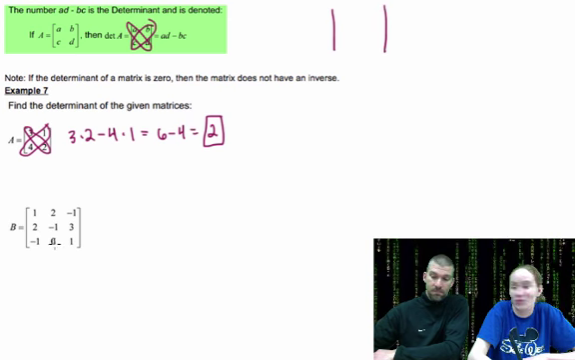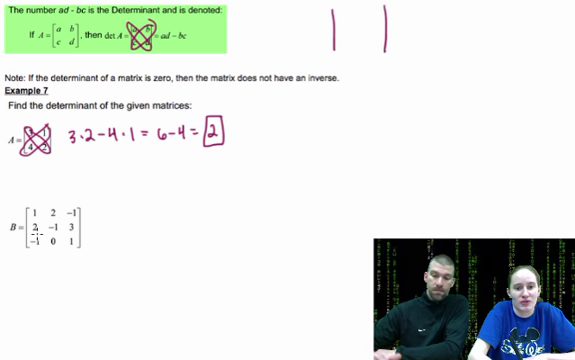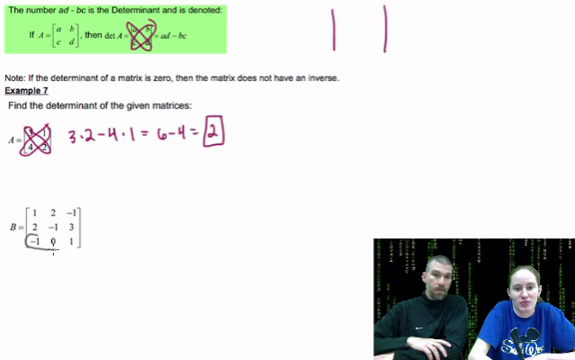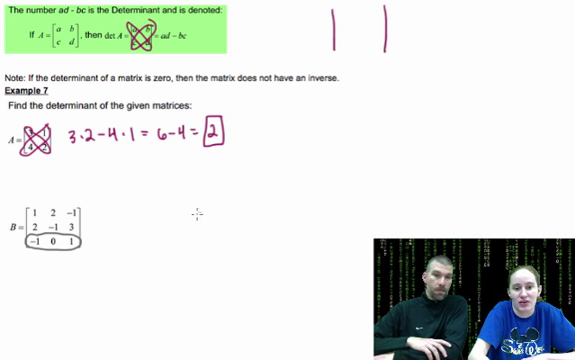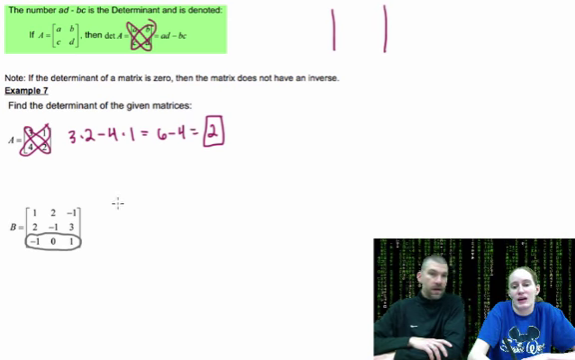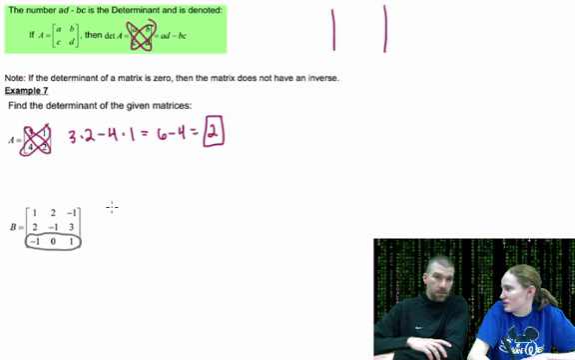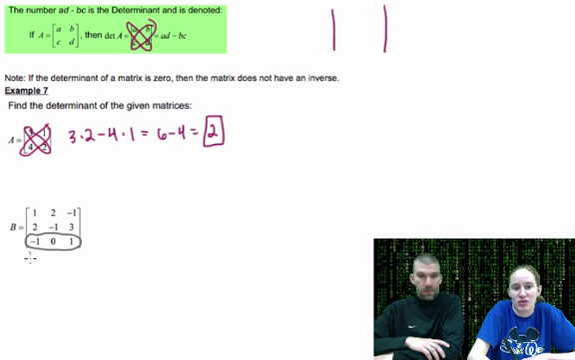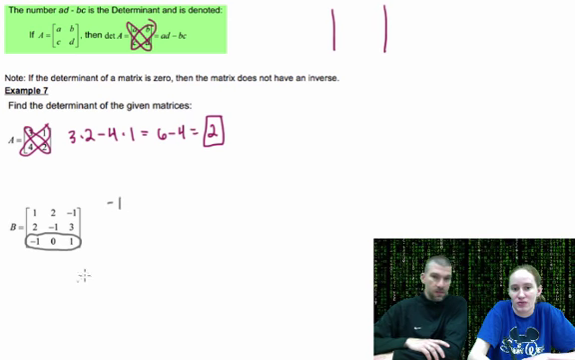You pick a row. If you have a row that has zeros, that's a good idea to pick. So I'm going to pick this row. We're finding the determinant, so I'm doing cofactors. You put the first element, -1.